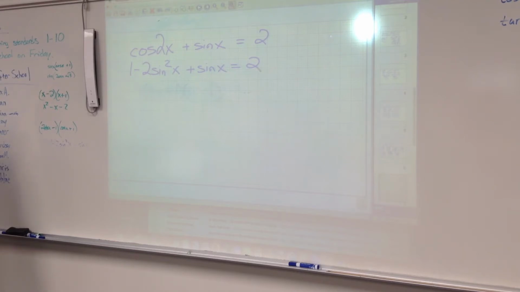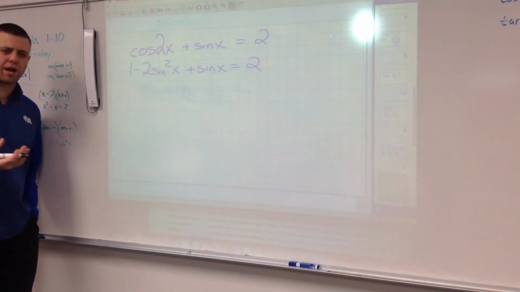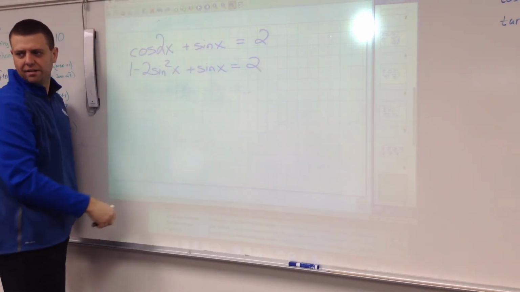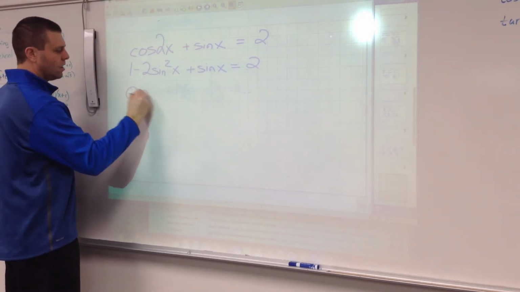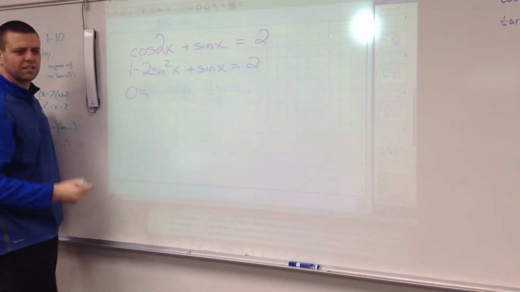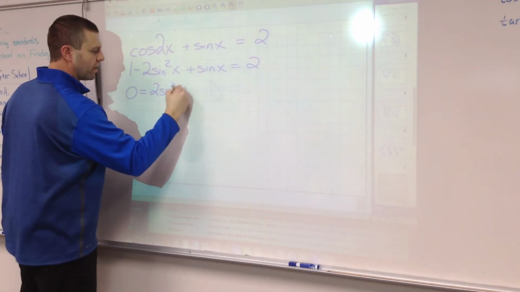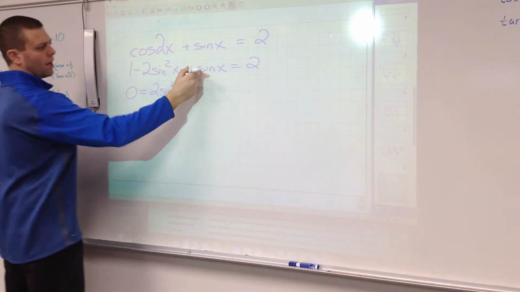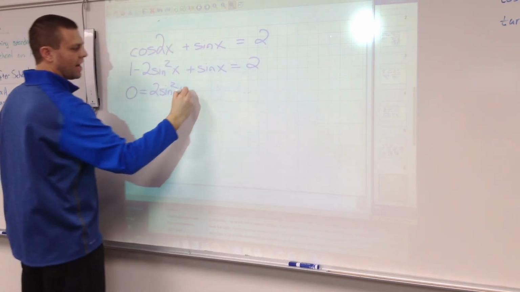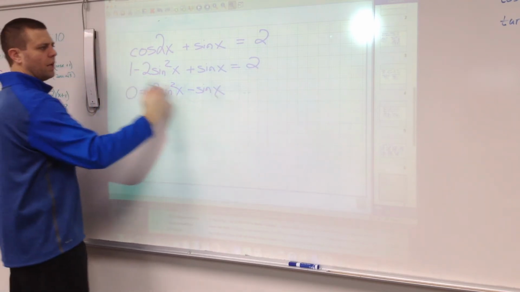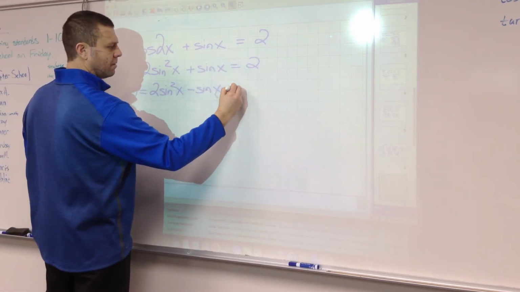Now I have a quadratic, so I'm going to hope that I can factor it. But in order to factor a quadratic, I like having my quadratic term be positive, so I'm actually going to move everything over to that side. When I move this negative 2 sine squared x over to the other side, now I have a positive 2 sine squared x. When I move this sine x over to the other side, I have minus sine x. And when I move this 1 over to the other side, I'd still have a plus 1.